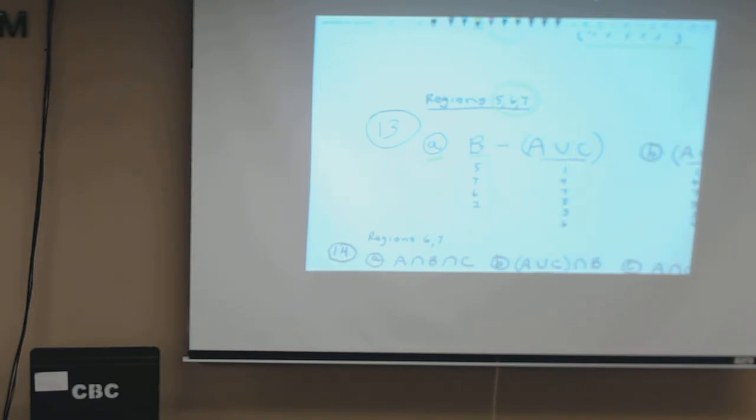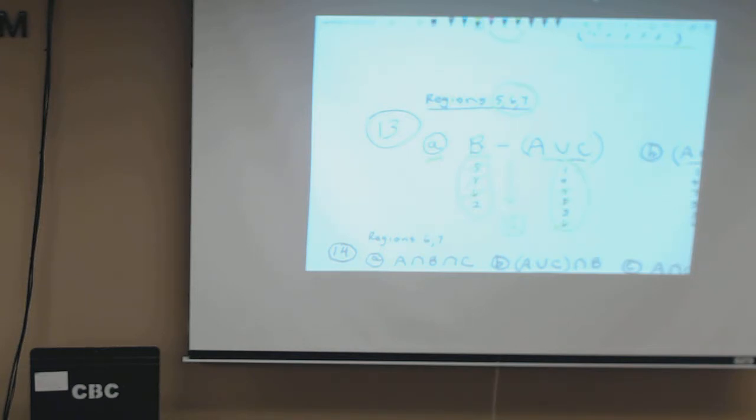What's the union of A and C? A and C. Don't go A and B, go A and C. 1, 4, 5, 7, 3, 6. And what's B minus this? Okay, there's a 5 here, so I take the 5 away. There's a 7 here, so I take the 7 away. There's a 6 here, so I take the 6 away. And what am I left with? B minus A is 2. Everybody follow that? Region 2.